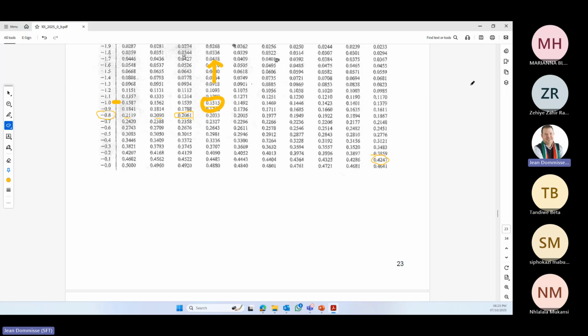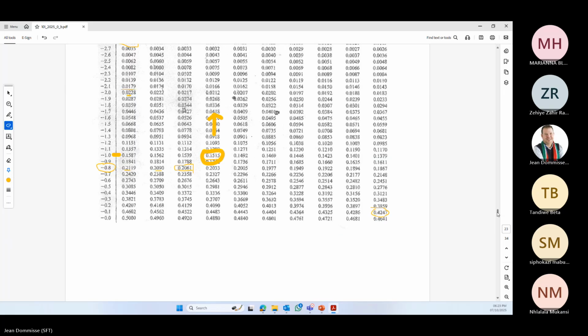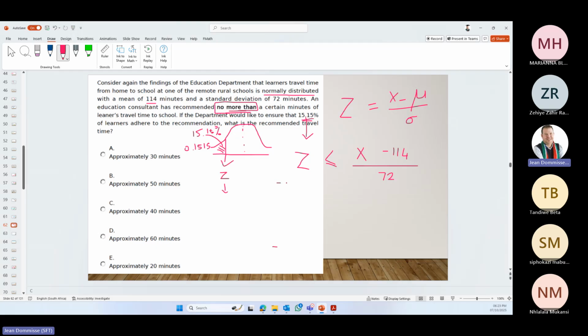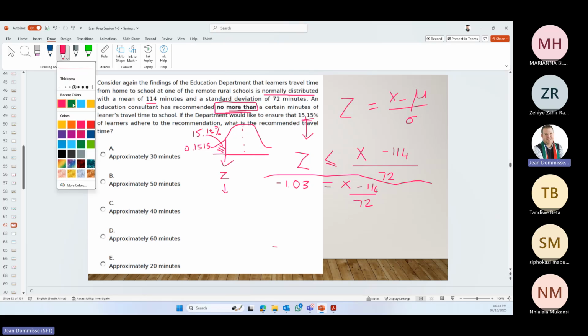Let's look at what is here at the top. Minus 1.03. Okay, so the Z is minus 1.03, which is then equal to X minus 114 divided by 72. So now we're actually getting to not stats anymore, but just a math equation.